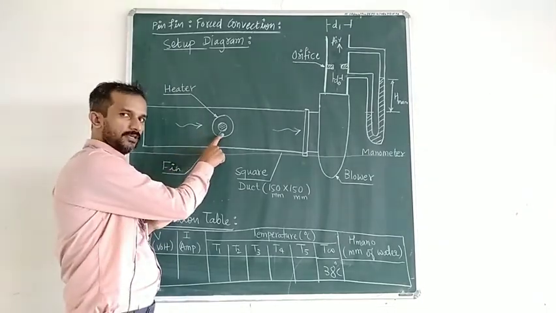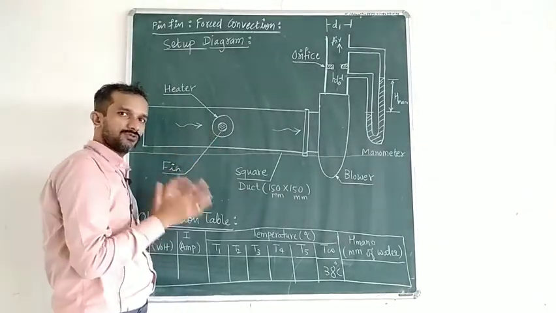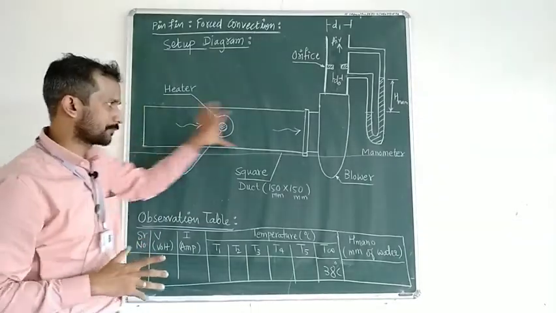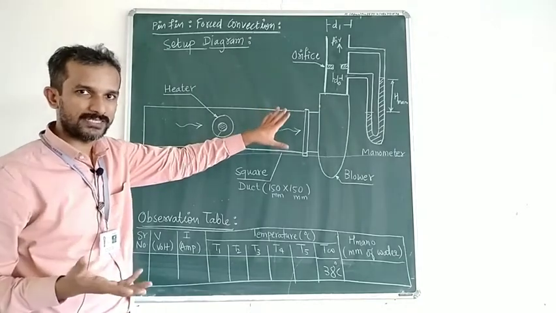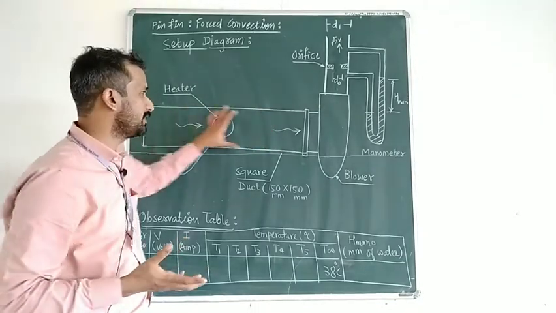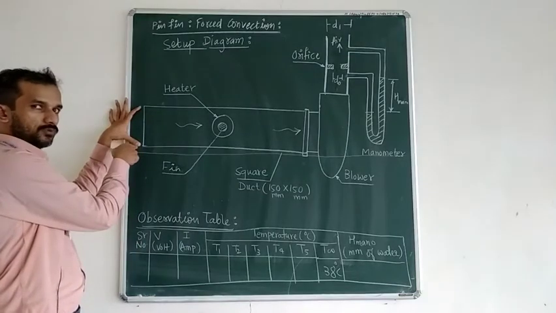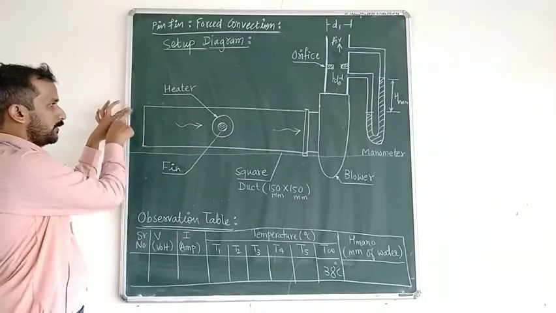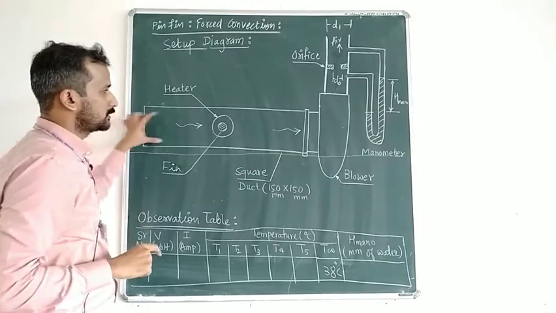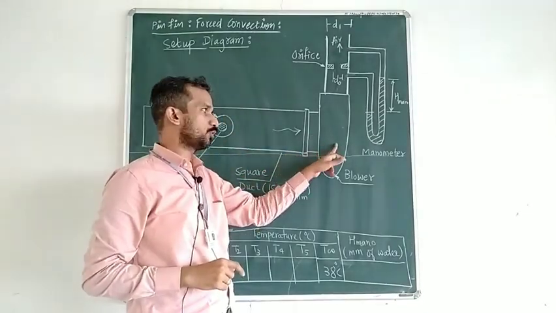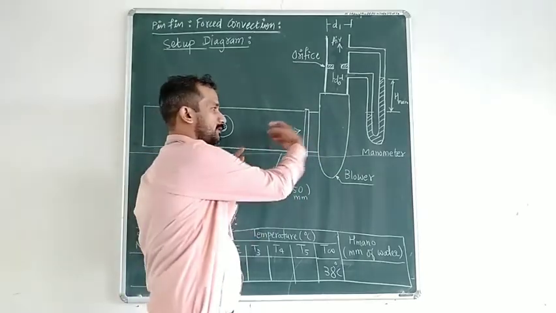The same fin is used, the same heater is used as we have seen for natural convection. This arrangement is the same, only it is kept in a duct. Now, to create a forced convection environment, we need a duct. So a square duct is taken. The perpendicular dimension is also linear, so it is a square duct. Through this square duct, air is going to enter through the suction side of the blower. This is the blower, so the suction side of the blower is going to suck this air.